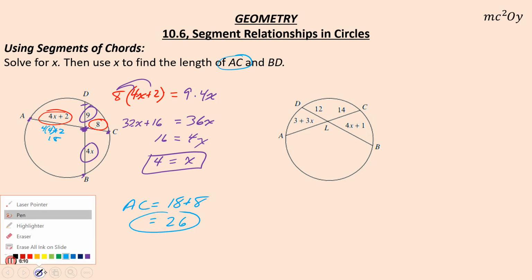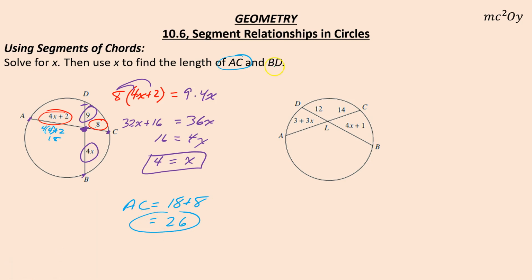And then BD would be 9 plus 4 times 4, or 16. So BD equals 25. All right. Let's try another one here.